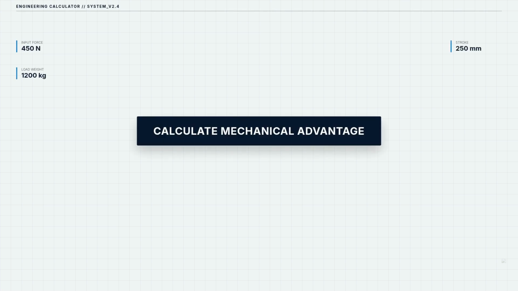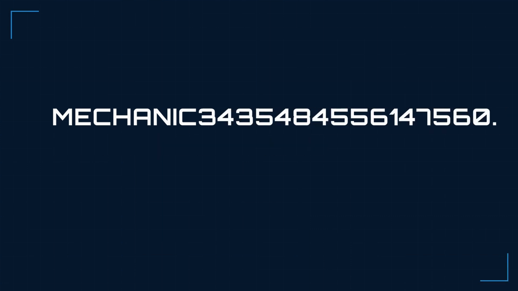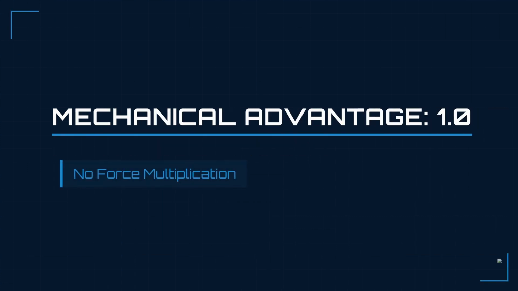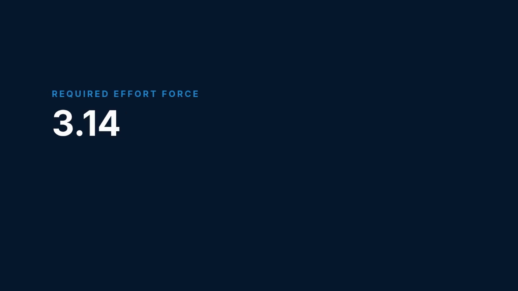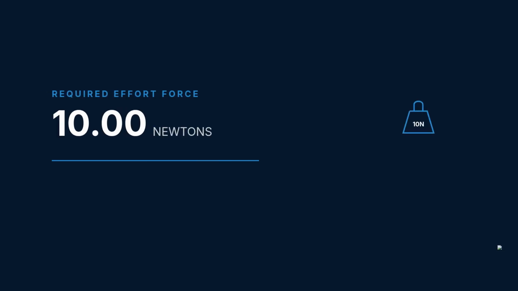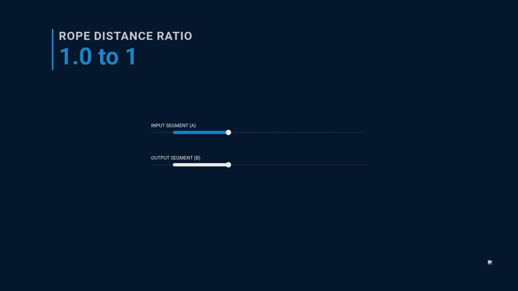After clicking Calculate Mechanical Advantage, we get 3 key results. The mechanical advantage shows 1.0, meaning no force multiplication with this fixed pulley setup. The required effort force is 10 newtons, equal to our load weight since MA is 1. The rope distance ratio displays 1.0 to 1, indicating we pull the same distance the load moves.